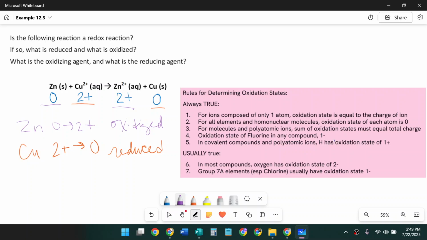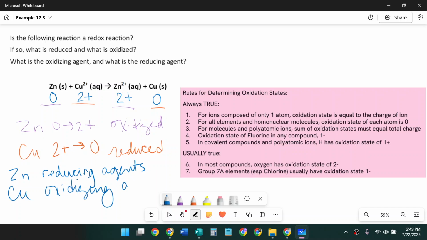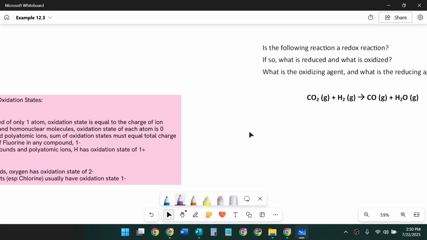So zinc is oxidized, copper is reduced, and because the zinc was oxidized, that means zinc was the reducing agent because it made the copper become reduced by moving those charges around. And then copper, because it was reduced, is the oxidizing agent. I have no idea why I put an S on the last one, because the copper was reduced, therefore it was the oxidizing agent. Okay, so let's look at the next example.